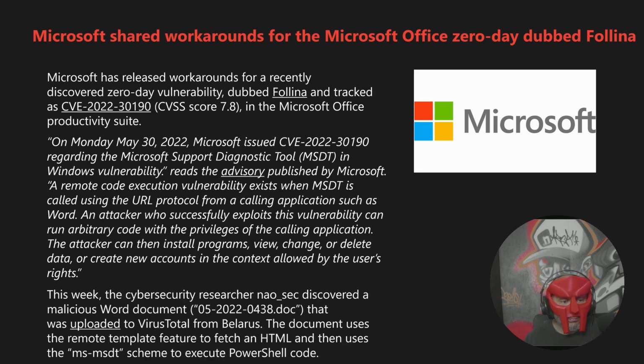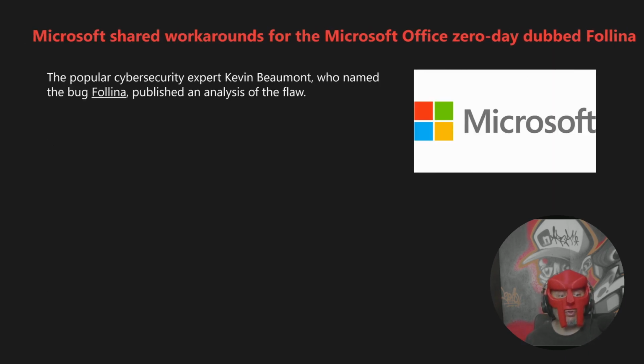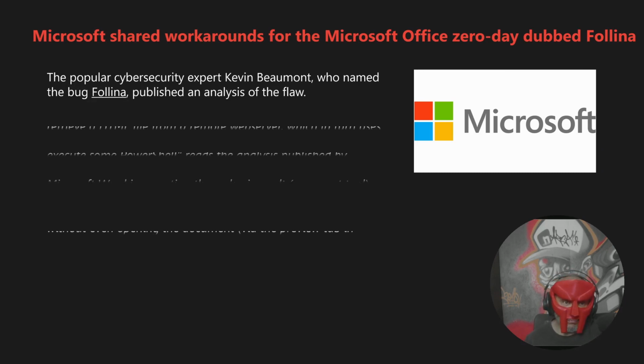This week, the cybersecurity researcher nao_sec discovered a malicious Word document, 05-2022-0438.doc, that was uploaded to VirusTotal from Belarus. The document uses the remote template feature to fetch an HTML file and then uses the ms-msdt scheme to execute PowerShell code. The popular cybersecurity expert Kevin Beaumont, who named the bug Follina, published an analysis of the flaw.